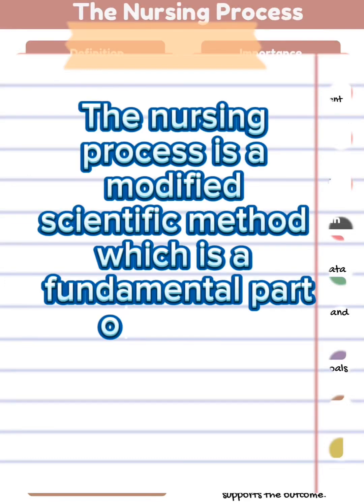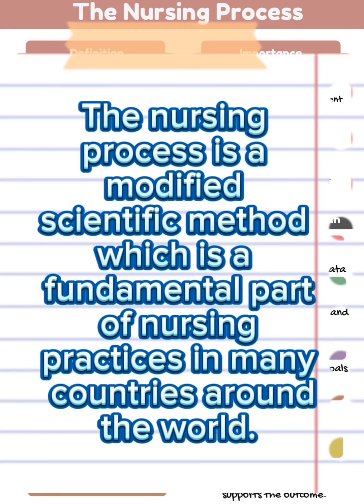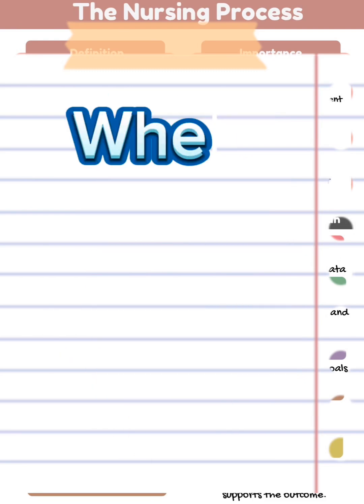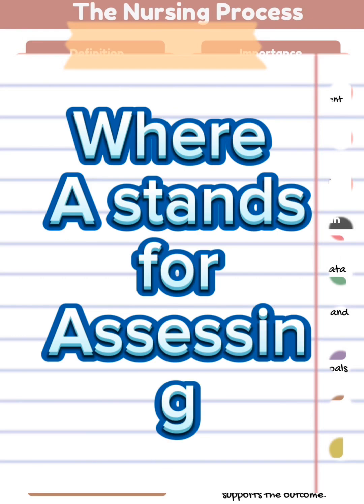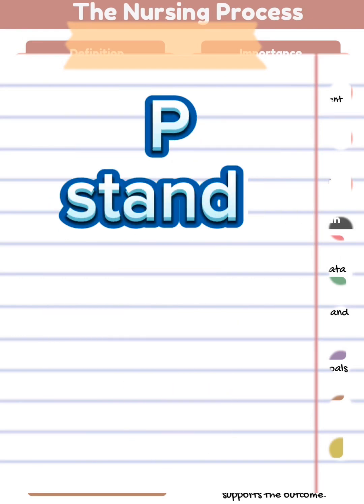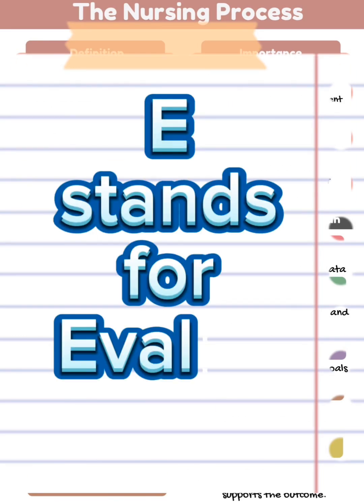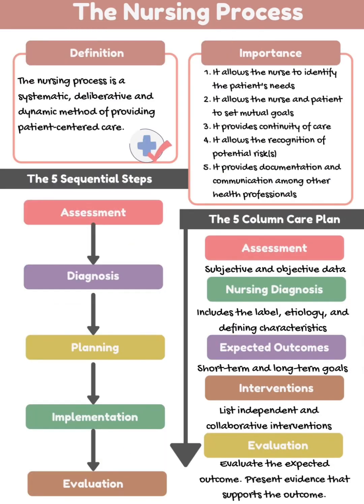The nursing process is a modified scientific method which is a fundamental part of nursing practices in many countries around the world. The nursing process functions as a systematic guide to client-centered care. This process is also known as the ADPIE model, where A stands for assessing, D stands for diagnosing, P stands for planning, I stands for implementation or intervention, E stands for evaluation.